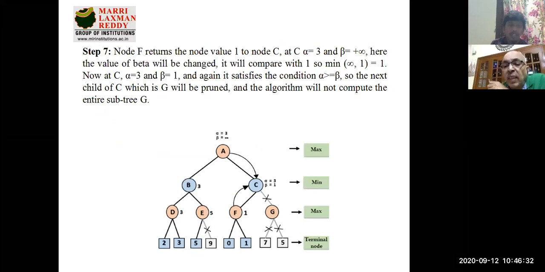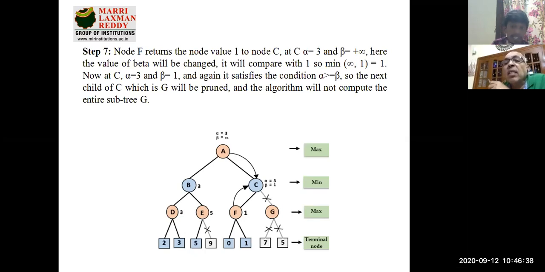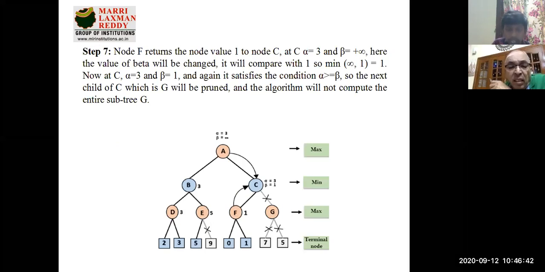Okay, so now moving on to step 7. This is one important phase. As I said in the initial conditions, even a subtree can be eliminated if the condition is satisfied. That should be ensured in your concept. Node F will return the value of alpha is equal to 3 and beta is equal to 1. Here you need to ensure this, guys. Beta is equal to 1 is updated.